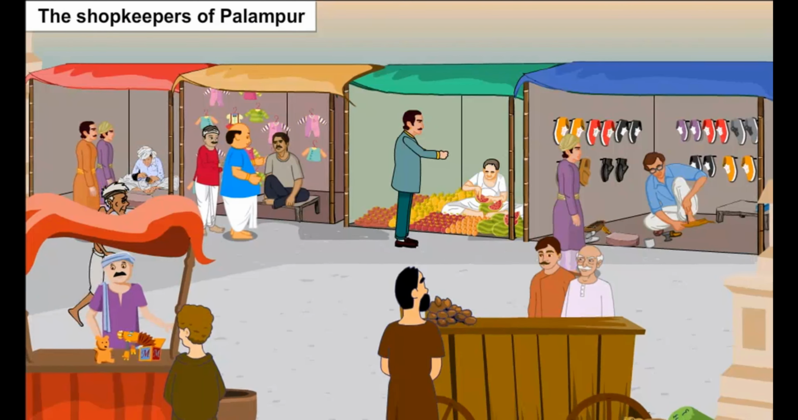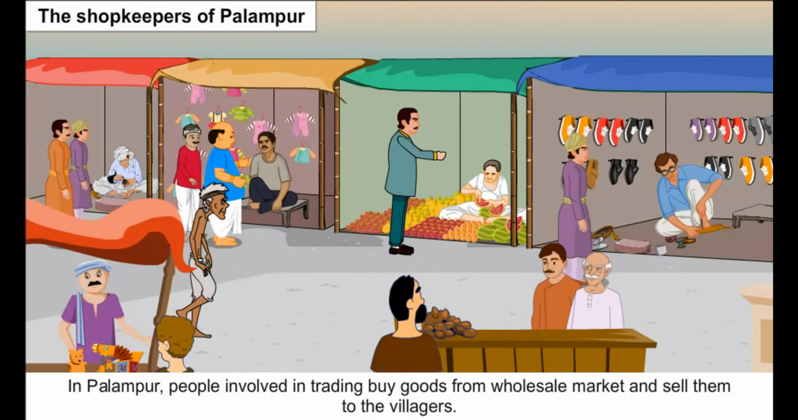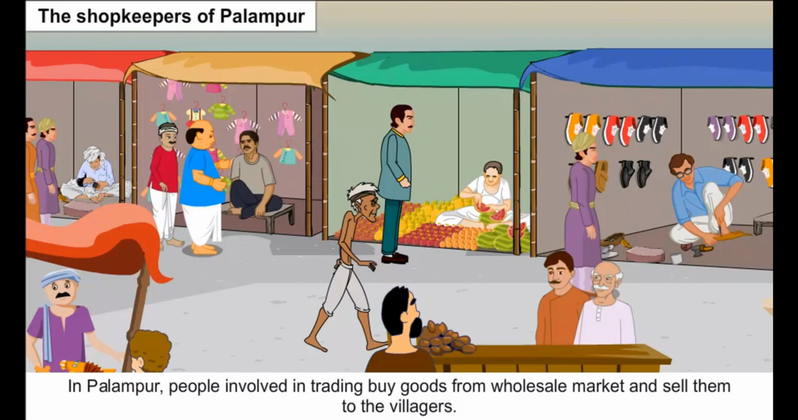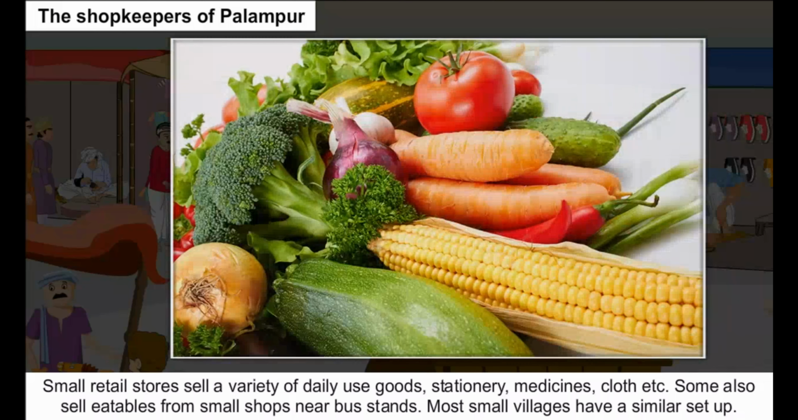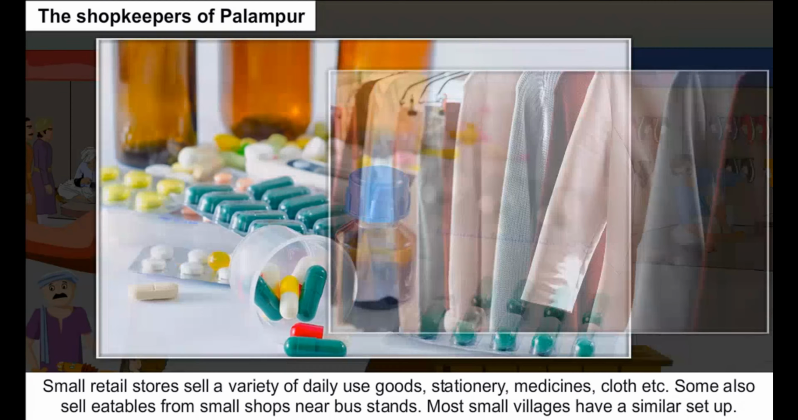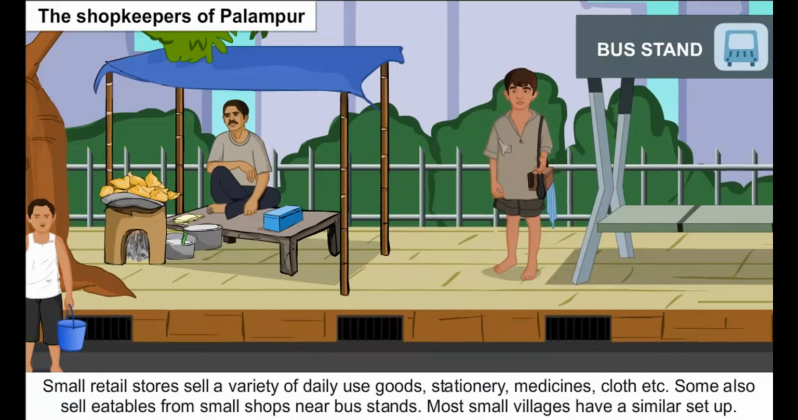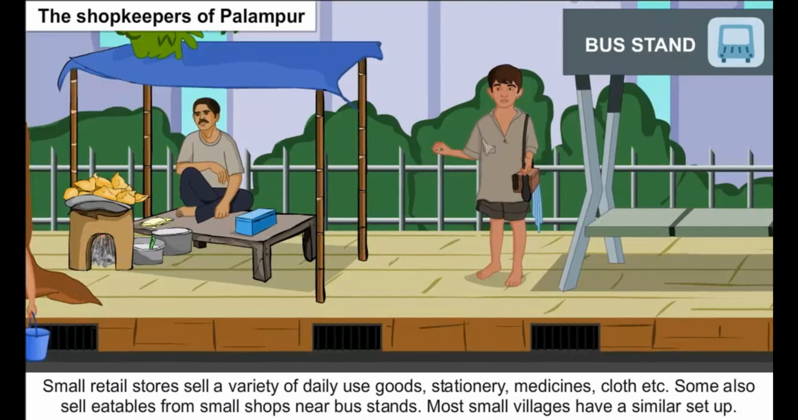The shopkeepers of Palampur. In Palampur, people involved in trading buy goods from wholesale market and sell them to the villagers. Small retail stores sell a variety of daily use goods, stationery, medicines, cloth, etc. Some also sell eatables from small shops near bus stands. Most small villages have a similar setup.